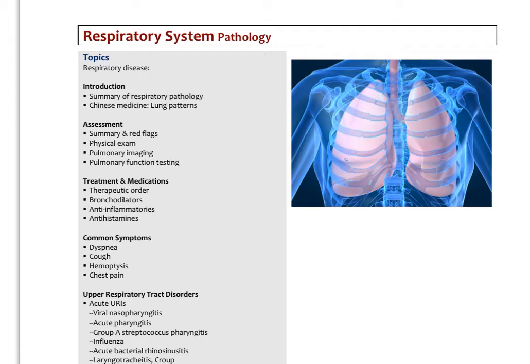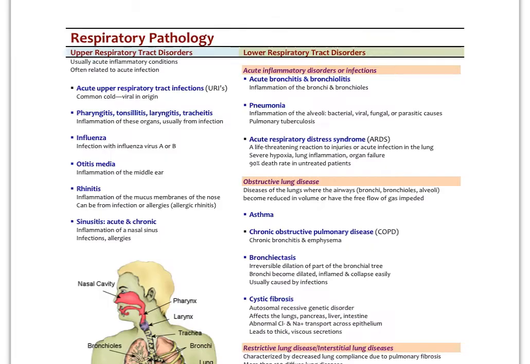So we're going to start first with an overview of respiratory pathology, then we'll look at the assessment in this video, and then in the next video I'll look at treatment and some of the common medications used for respiratory disorders, and then we'll get into the individual conditions.